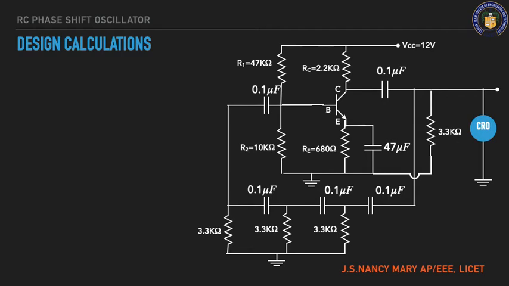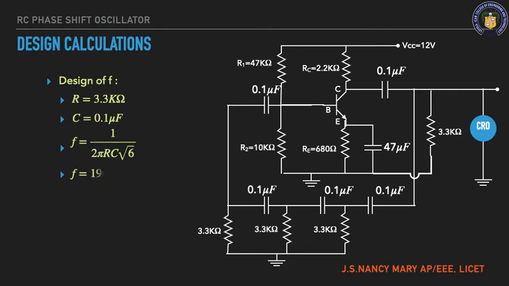So now what we are going to do, we are going to design the frequency. For designing the frequency, R is equal to 3.3 kilo ohm and C is equal to 0.1 microfarad. So f is equal to 1 by 2 pi RC root 6, such that 3 capacitors and 3 resistors. So 2 into 3, it is root 6. Now f is equal to 196.89 hertz.